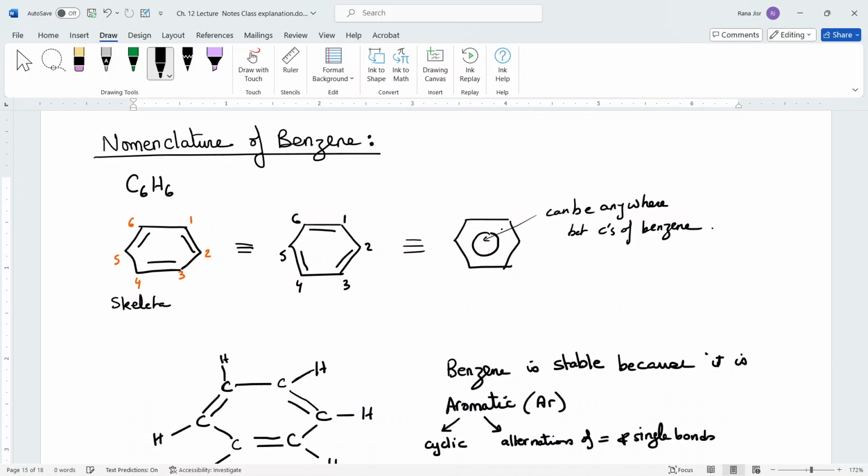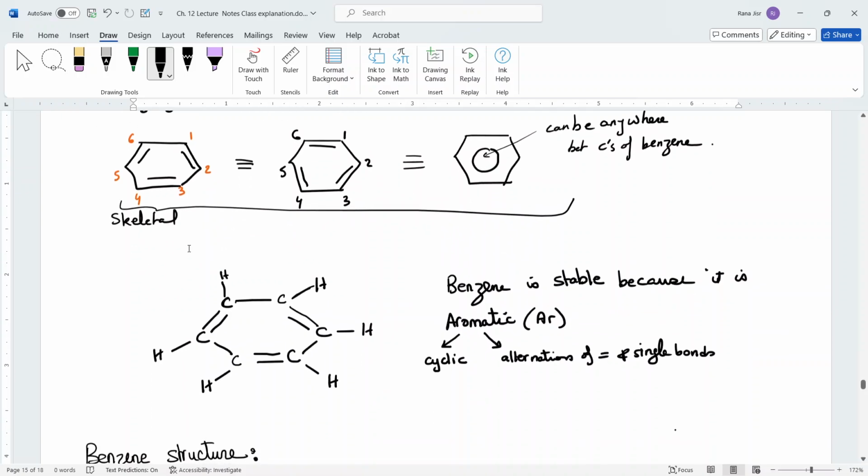So this is the skeletal structure for the benzene, and benzene has a DBE of 4, because benzene is made up of a cycle and 3 double bonds. So that is going to be 1 plus 3, equal to a DBE of 4.